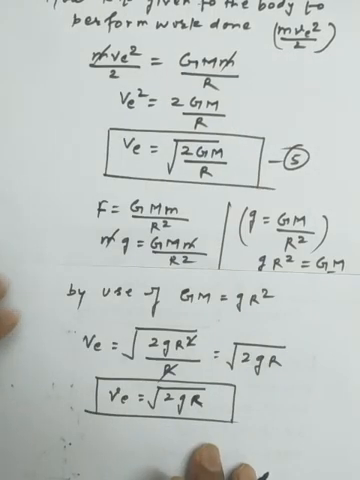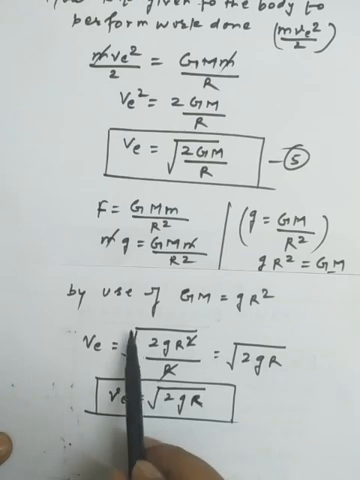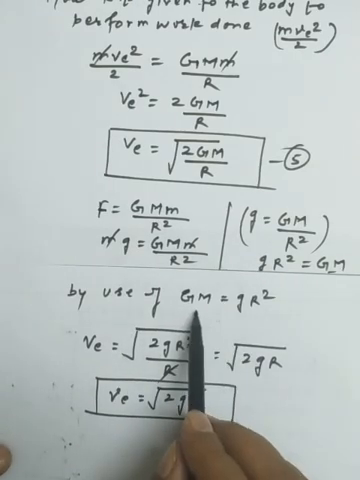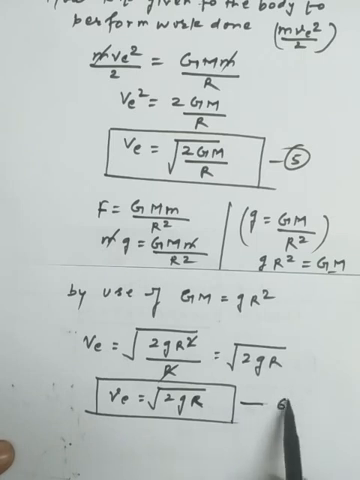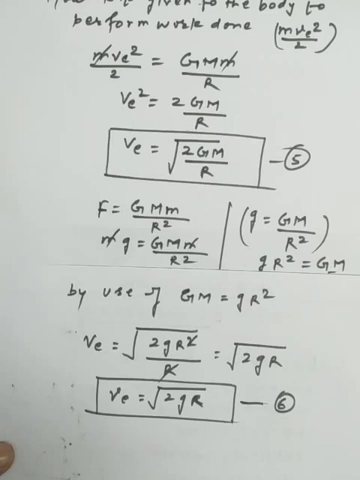So this is the first formula. This is another formula, as we are using capital GM equal to gR square. So we get another formula in terms of Ve equal to under root 2gR. This is another representation of the formula. Now we can also replace the concept of the mass, so we can construct another formula.